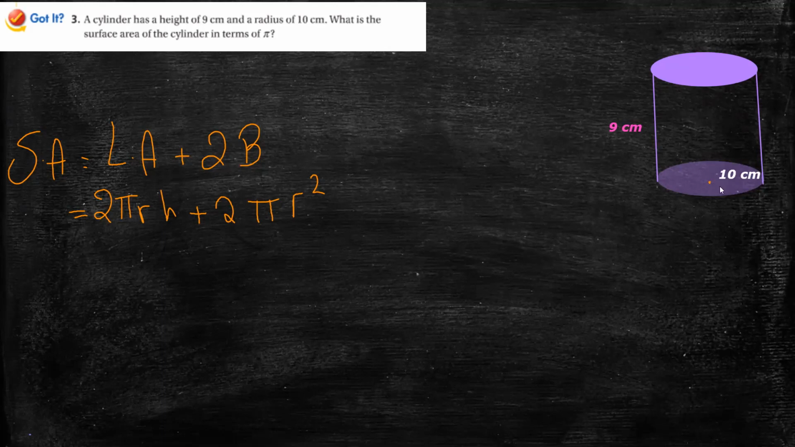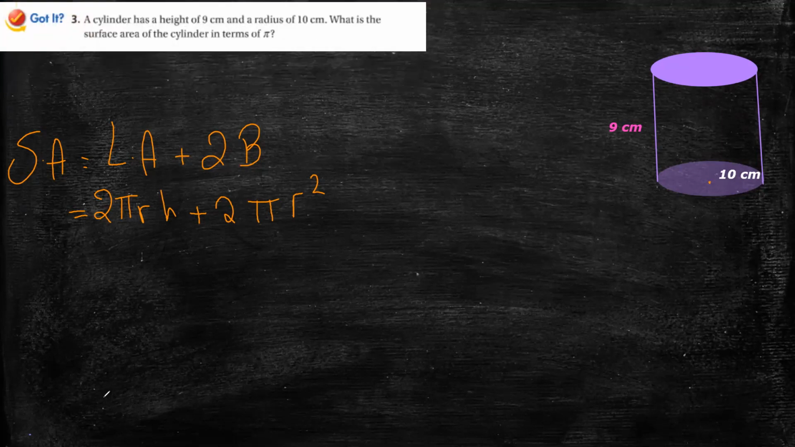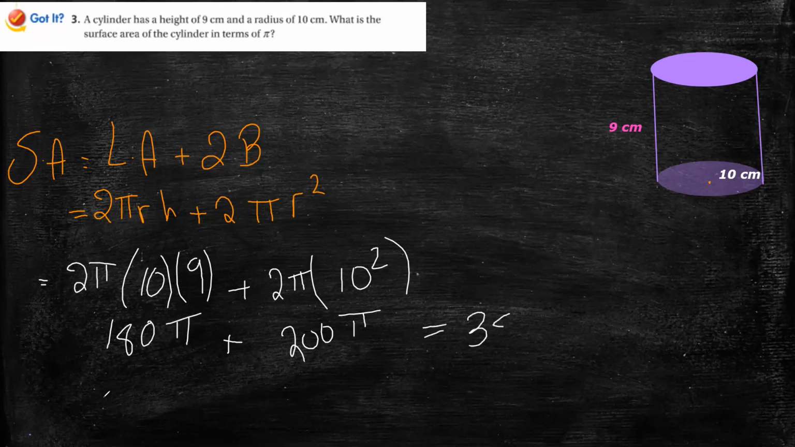Let's find now the surface area. So it was 2π by, now what is the radius? It's 10. And the height is 9. Plus 2π by the radius, 10 squared, so 100. So 2 times 100 is 200π, plus 90 times 2 is 180π, and the answer is 380π. This is the surface area of the cylinder.